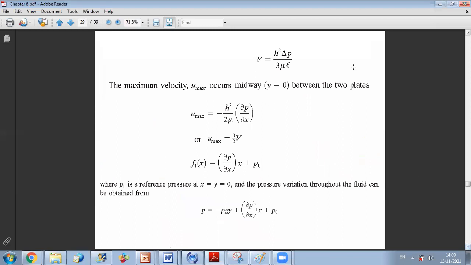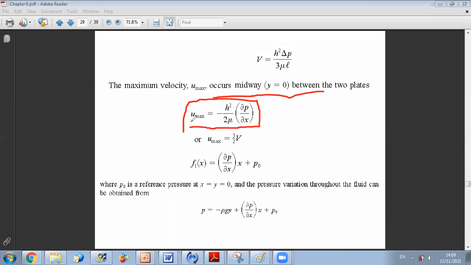Okay. Now, how to get u max? We already have seen that the maximum takes place at y equals 0, midway. So to get u max, all you have to do is to replace y by 0 in the expression of velocity. And this will give you that the maximum velocity is h squared over 2 mu times del p by del x. And if we replace del p by del x by minus delta p over L, we'll get that u max is h squared over 2 mu. And as expected, of course, u max is larger than the average velocity.